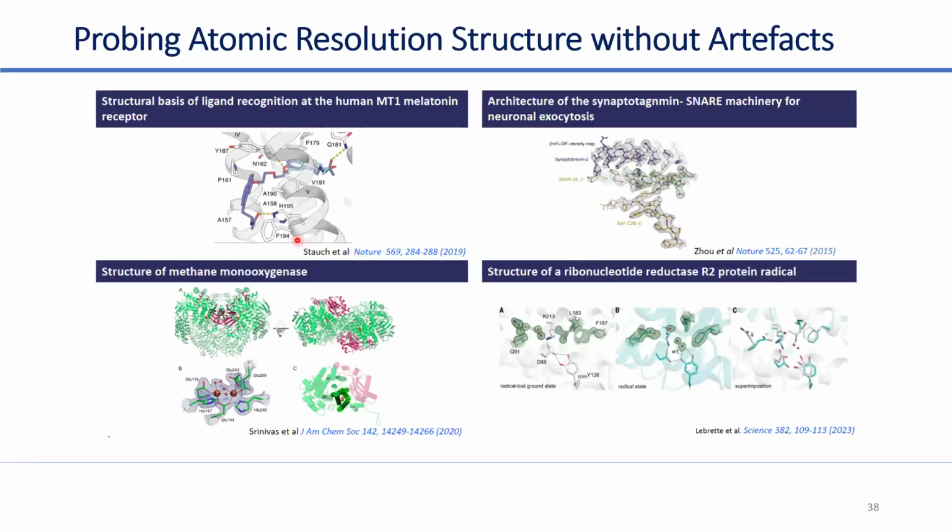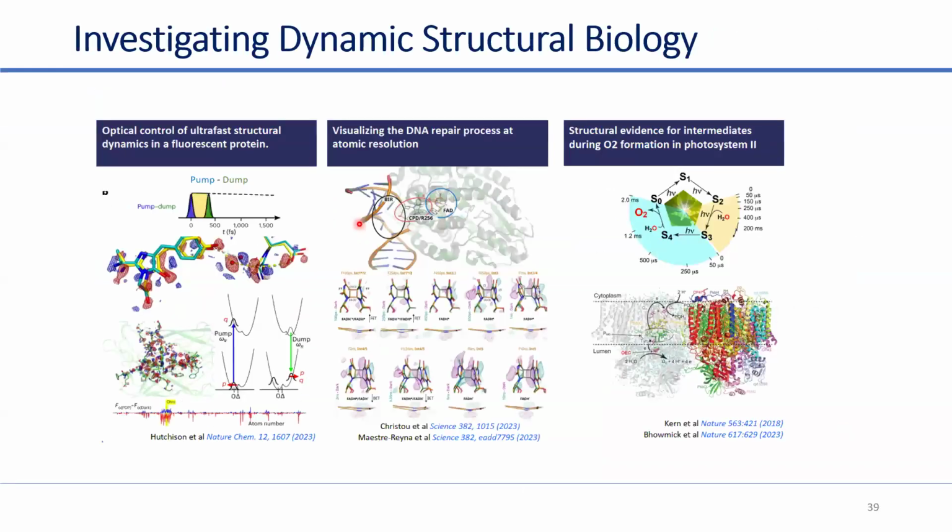The main thing is that compared to synchrotrons, we are able to see atomic resolution much better. Before synchrotrons and X-ray free electron lasers started, only a few proteins were known. But now we are able to study different structural biology with these techniques.